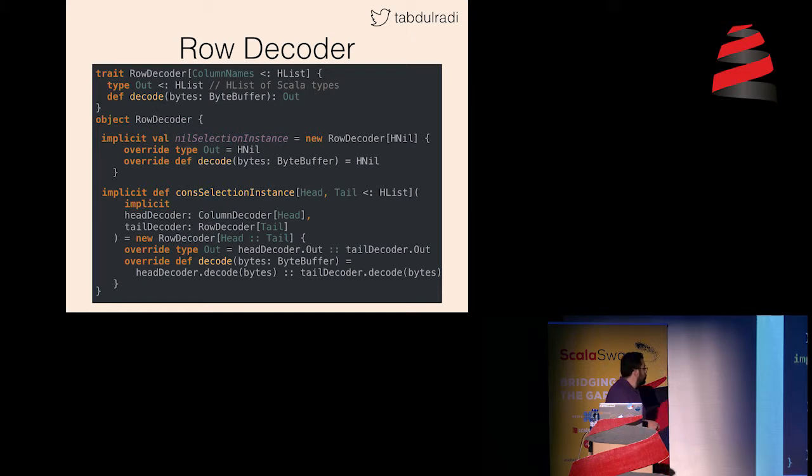So the compiler should keep looking from this instance over and over, splitting the list till it reaches the last bit, the HNil. Now here we have our base case where the compiler finds the instance and, okay, here's your row decoder instance. Let's use that.